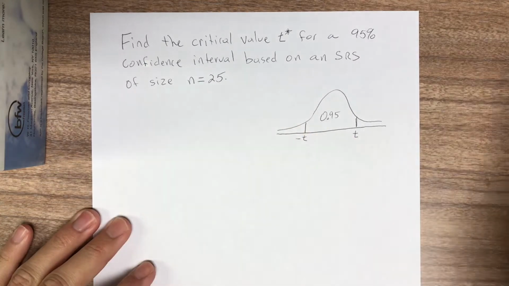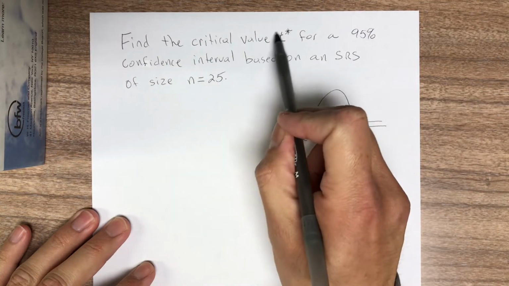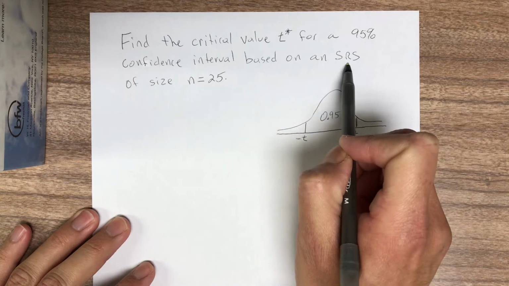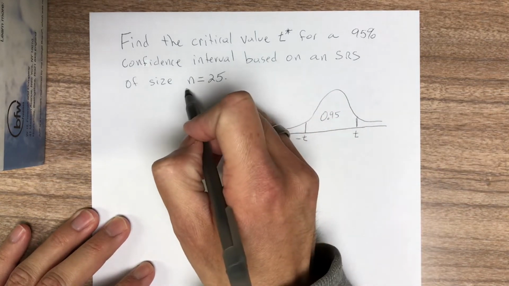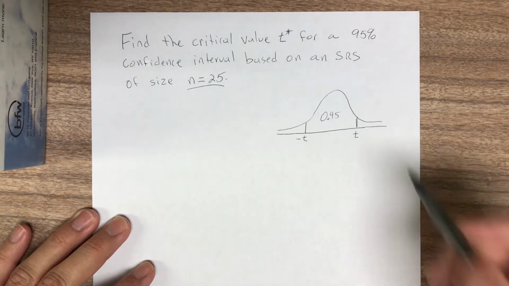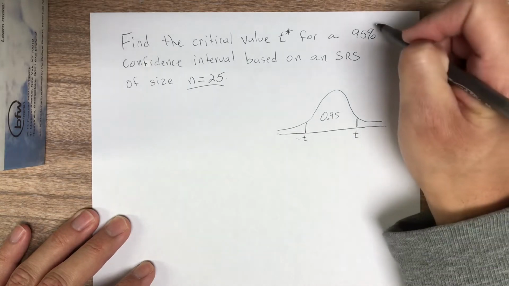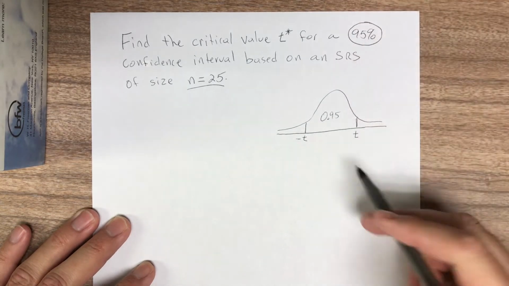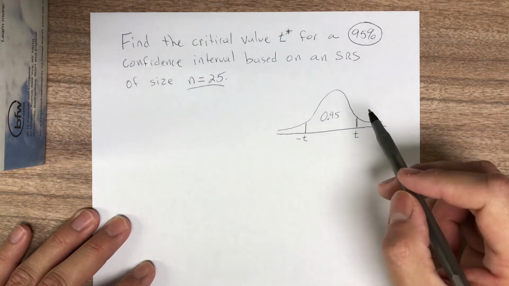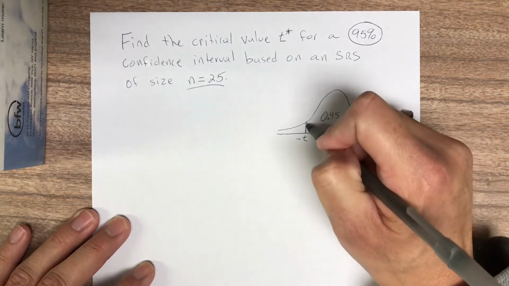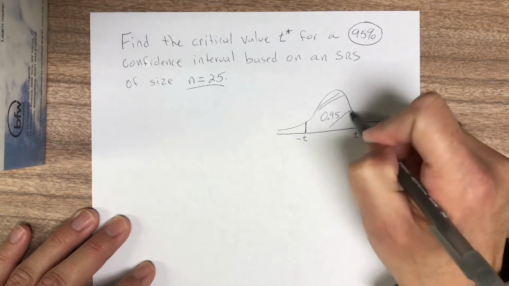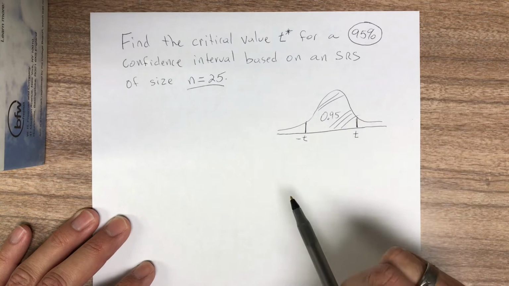So I have a problem that says find the critical value T star for a 95% confidence interval based on an SRS of size n equals 25. I do have set up a density curve that represents the T distribution. And remember that the 95% confidence level is the 95% area under the curve in the middle of the curve. So that's why I have two intervals, one on the left side, one on the right side. And the middle area will be your 95% or as a decimal 0.95.